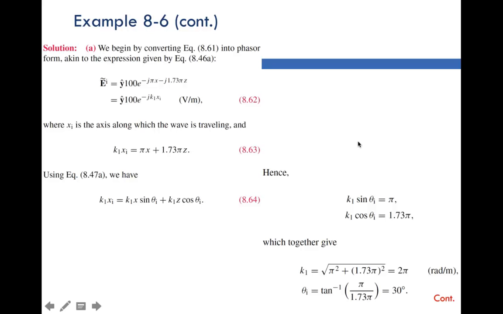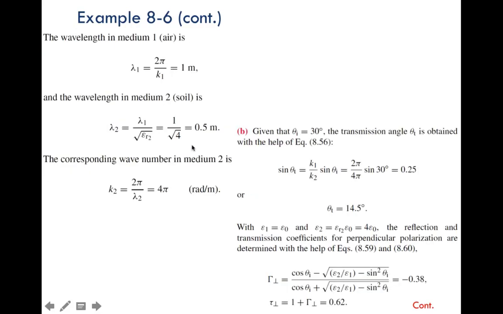We can divide equation 1 by equation 2, coming up with an expression for the tangent of theta, and determine that theta is 30 degrees. We can square both equations and add them together, eliminating sine and cosine, and that gives k1 equal to 2 pi. So the wavelength in medium 1, which is air, is 2 pi over k1, which is 1 meter. The wavelength in medium 2, which is soil, if we take the relative epsilon, comes to 0.5 meter. That allows us to calculate k2, which is 2 pi over lambda 2, which is 4 pi. So we now have k1 and k2.